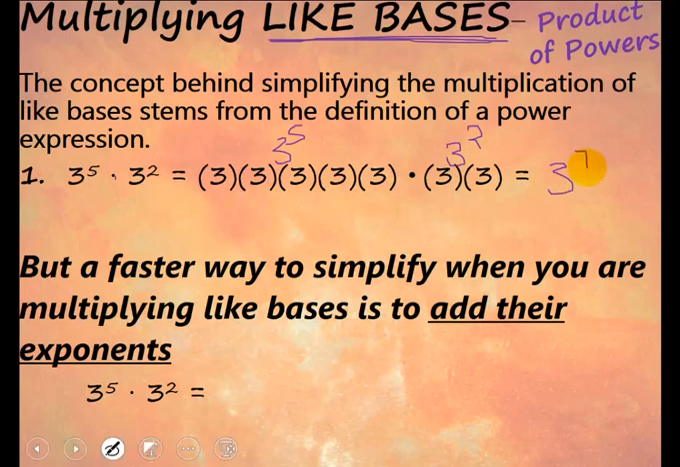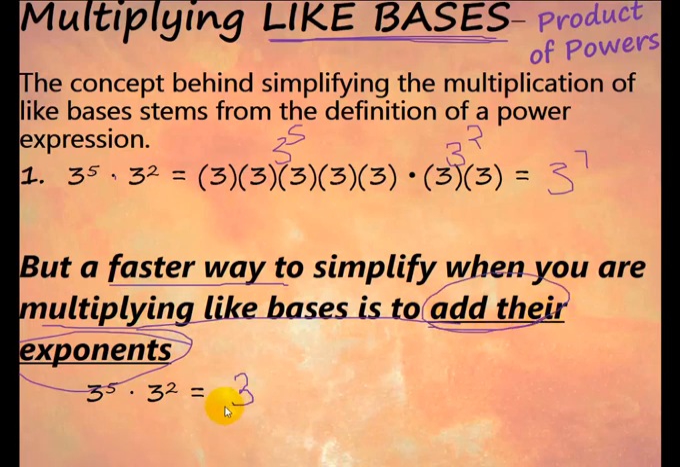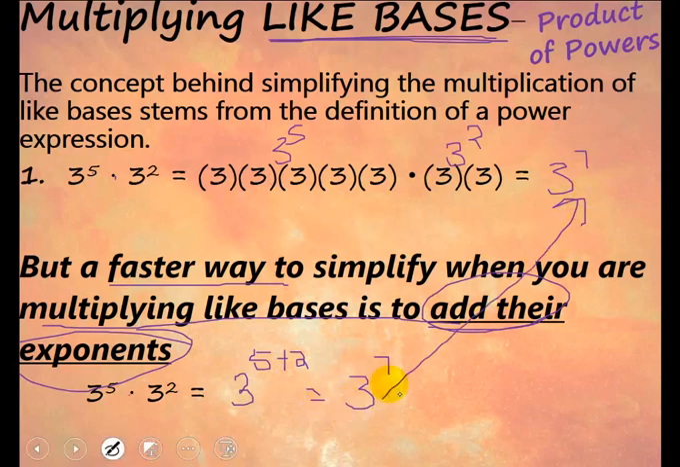But it would be hard to do this if we had 3 to the 50th times 3 to the 20th. That would be hard to expand everything. So there's a faster way. When you are multiplying like bases, you are allowed to add their exponents. So 3 to the 5th times 3 squared equals 3 to the 5 plus 2. I write it like this to help me remember the rule: equals 3 to the 7th, and we get the same answer. This way is just a whole lot faster.